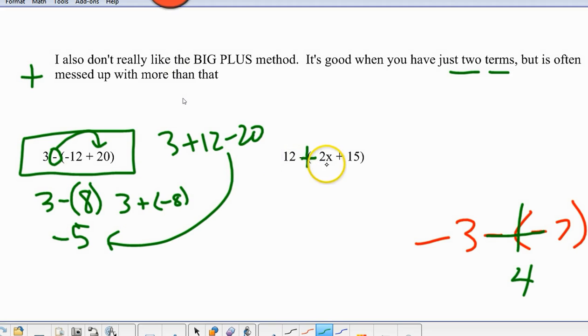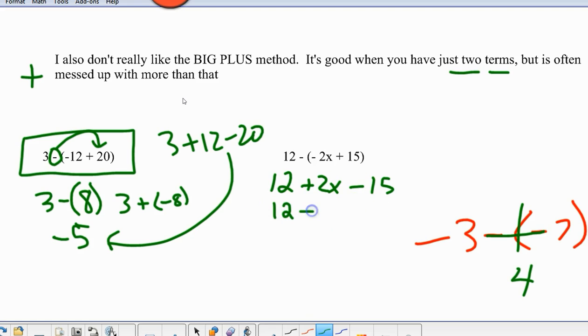So don't use a big plus because then you're only subtracting the negative 2 and you're not going to subtract the 15, which is not correct. You've got to subtract both terms in the parentheses. So we're going to rewrite this as minus a negative 2x, which becomes plus 2x, and minus a positive 15, which becomes minus 15. Now I can combine my like terms.